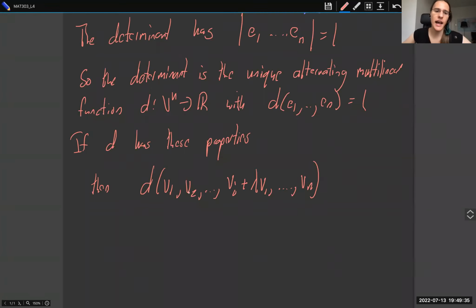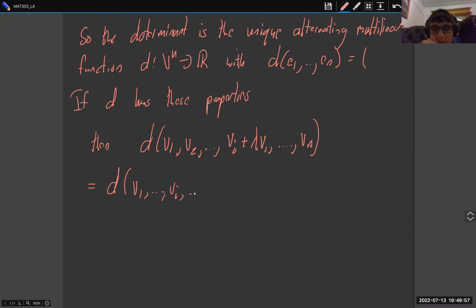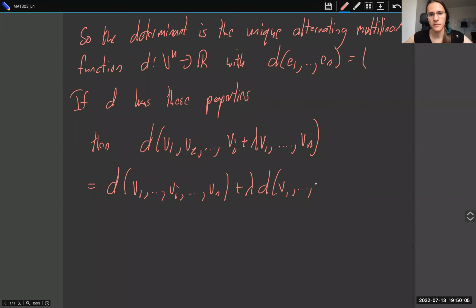So what I've taken is a list of vectors and added a multiple of the first one to some other position, right? So what does multilinearity tell me that this is equal to? D of V1 all the way to Vn plus lambda times D of the same list, where now you've switched the Vi for V1.